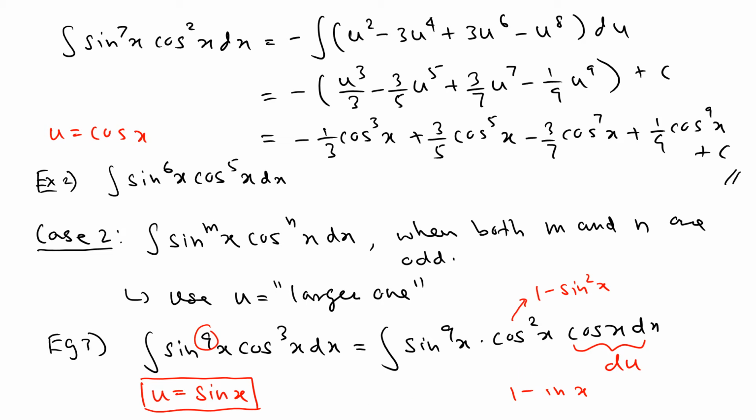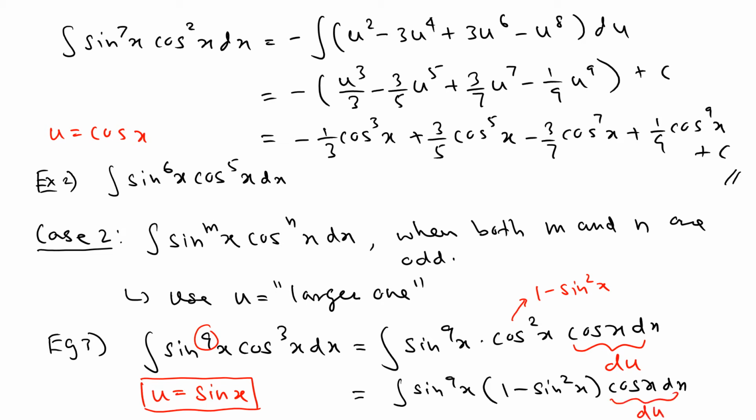Now we can see what's going to happen. You can write this as equal to sine 9x, no change. This one you can write as 1 minus sine squared x, and this is cosine x dx. You can see this is simply u to the 9, 1 minus u squared, du. You can finish the rest of the problem right now because you know what's going to happen next. You can plug in u, because u equals sine x, so this simply becomes du.